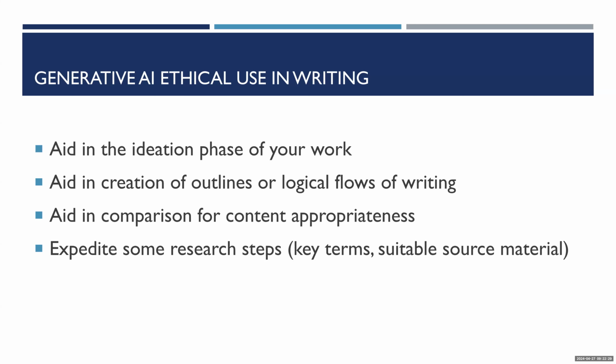It can also be helpful for some research steps and make them a little faster. Like, for example, if you don't know what key terms you should be searching because the topic is unfamiliar to you, or if you're looking to understand what various resources may be available. If you're new to a field, you might not know all the different journals that are available in that field, and AI can be used to query that for you.